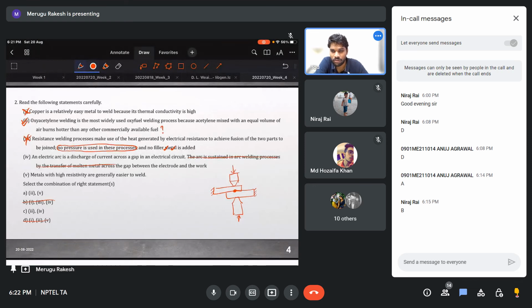from the electrode to the weld pool, you can say. So we can strike off option 4. So the only option left is option A.